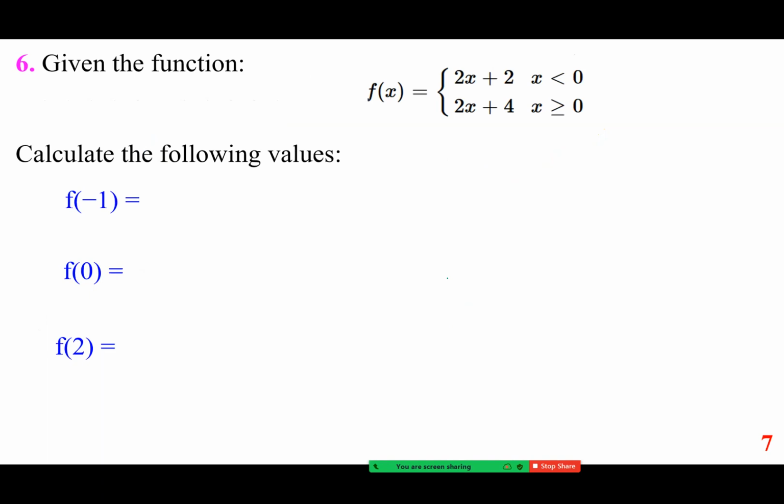Given the function, we want to calculate the following. So it's important to know which one we use. F of minus 1. When x is less than 0, we are here. So less than 0. So plug in negative 1. 2 times negative 1. So we are going to use 2x plus 2.